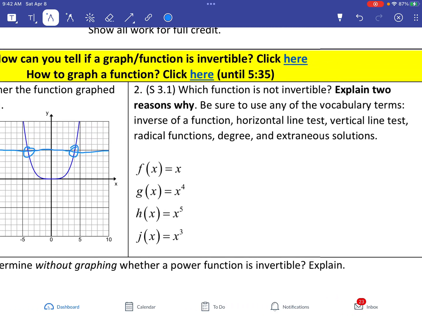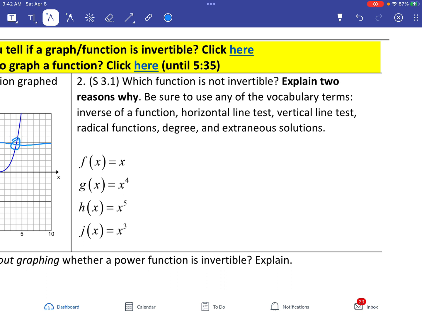Number 2, which of these functions is not invertible? Explain 2 reasons why. We're supposed to use vocabulary words. The 2 that are important for this one are the horizontal line test and degree. The function that's not invertible is the second one, g of x. And the reason why is because, number 1, even degreed power functions are not invertible.